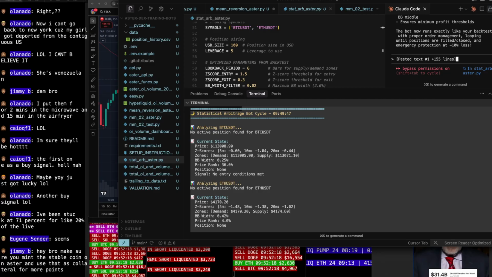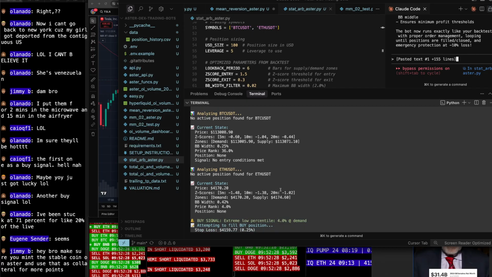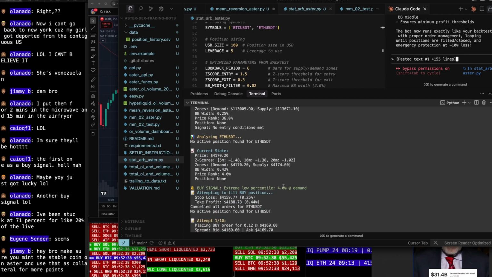Make sure you mint the stablecoin on Aster and use that as collateral for more points. Yeah, I haven't done that part. How many more points do you think you're gonna get for that? Because I would have to go over to Binance. I was using Phantom Wallet for this, and I have to go to Binance chain. What are your thoughts on that, Jimmy? Is it worth it?